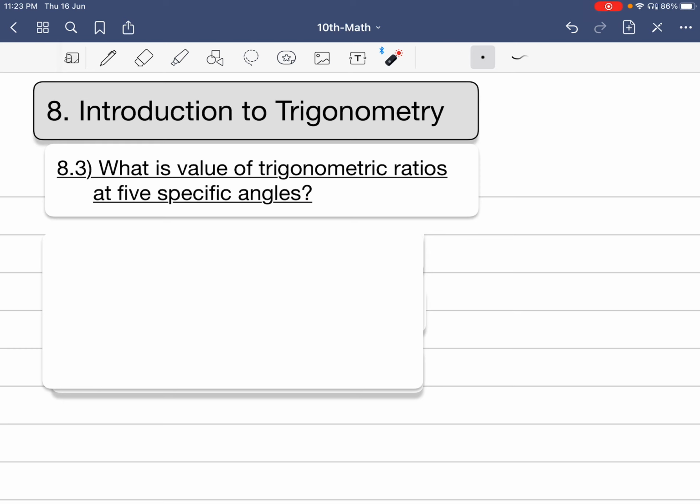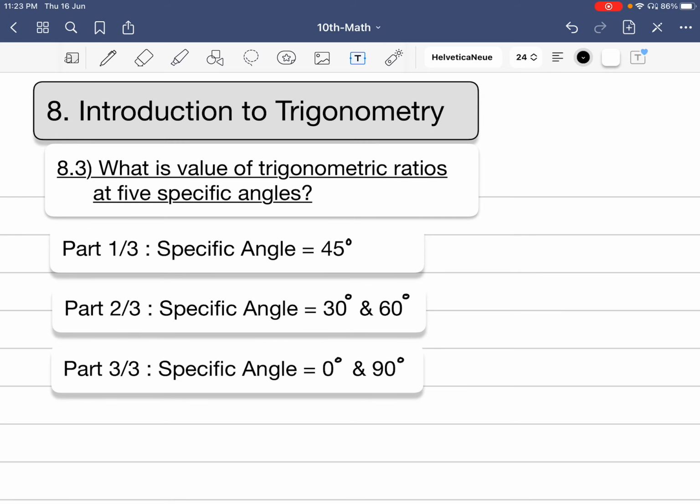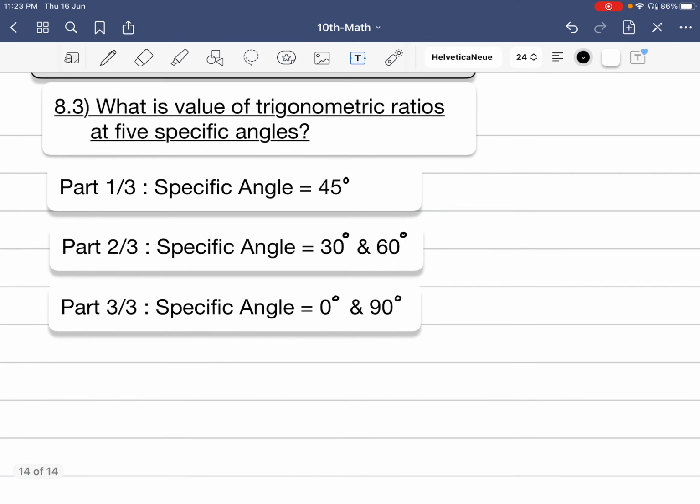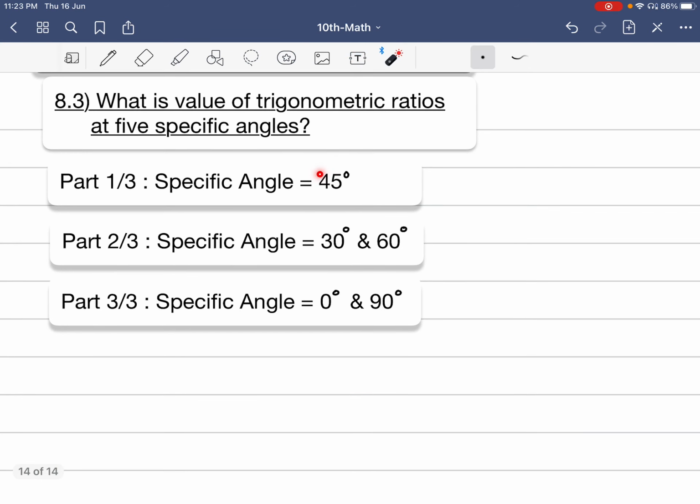So we want to find out the values of all the 6 trigonometric ratios at 5 specific angles. First let's see what the 5 specific angles are. These are the 5 specific angles which we are interested in: 45 degree, 30 degree, 60 degree, 0 degree and 90 degree. We are going to discuss all these 5 specific angles in parts. In this video we are going to focus on part 1 by 3, which is our specific angle of 45 degree.